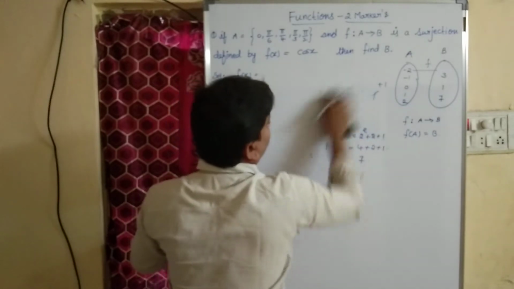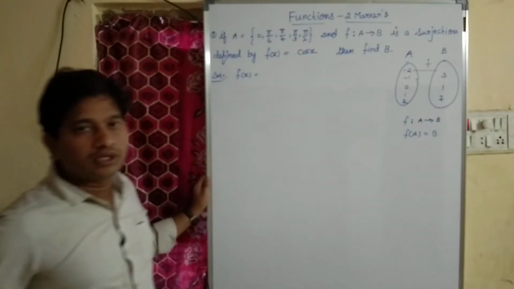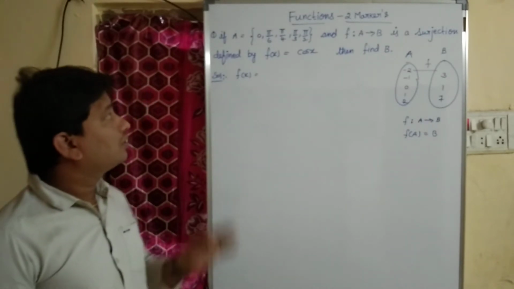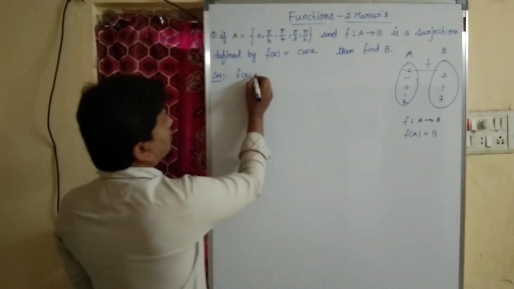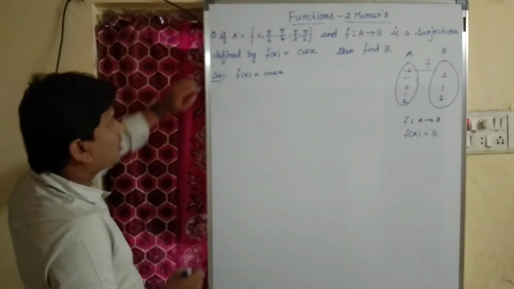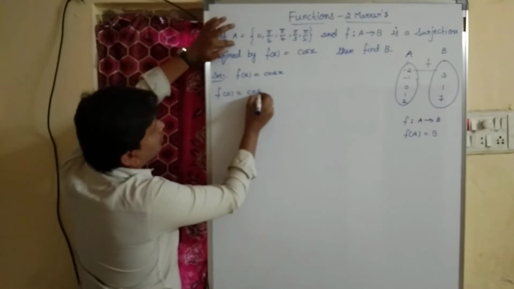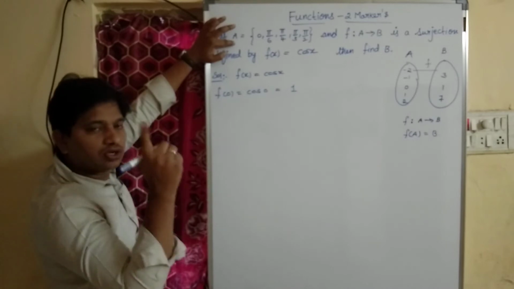You know the values of a. Given the values of a are 0, pi by 6, pi by 4, pi by 3, pi by 2. Given function f of x equal to cos x, children. Okay, so let us find f of 0, I mean cos 0. Cos 0, how much, children? Which is equal to 1.